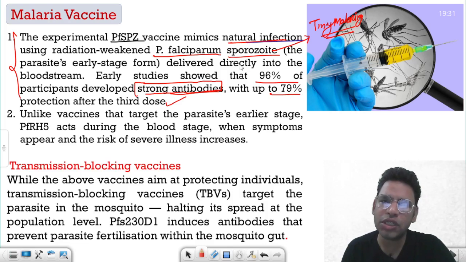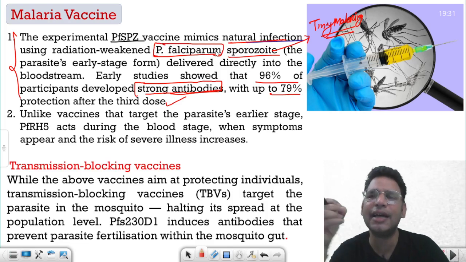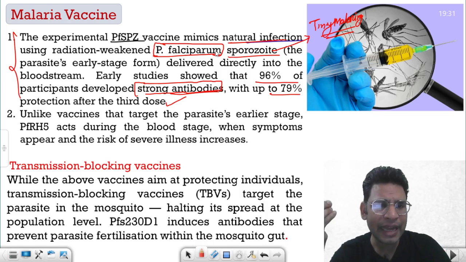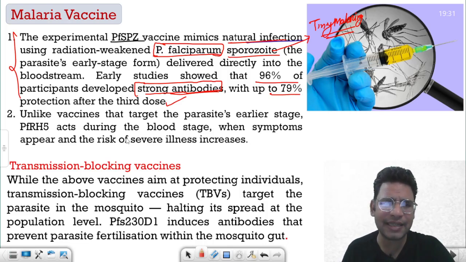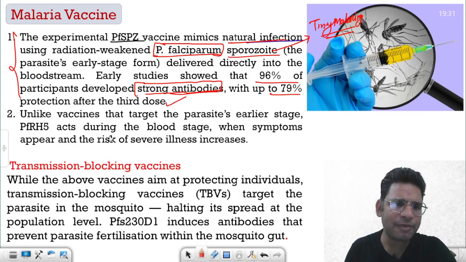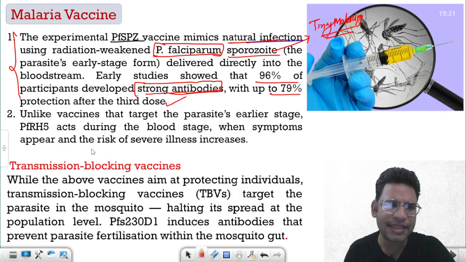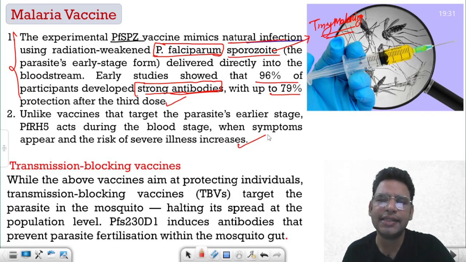So the entire immune system is exposed to the whole Plasmodium falciparum, as natural vaccines are made, right? Unlike vaccines that target the parasite's earlier stage, PfRH5 acts during the blood stage, when symptoms appear and the risk of severe illness increases.